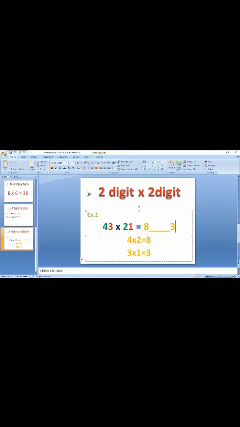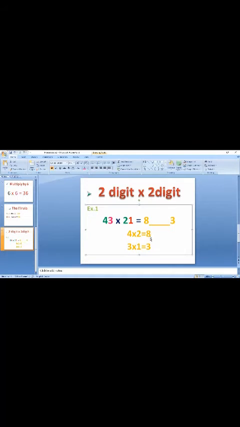To calculate the number in the middle, since we don't know the numbers in the middle, we have to calculate it. So we have to cross multiply. What's the first number's second digit? That is 3. So I'm taking 3 aside, and we multiply 3 by 2, because 2 is the second number's first digit.